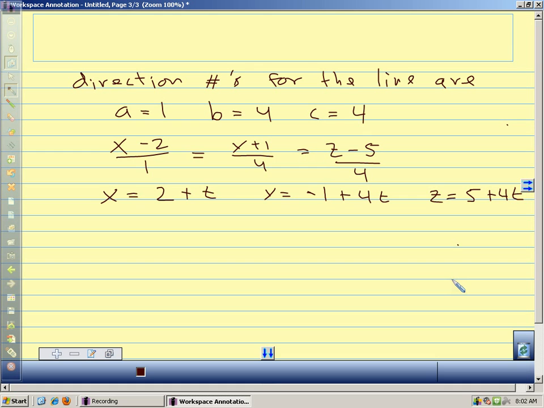Questions on that particular type of problem? That's again another kind of problem that I like. I like the way it puts together lots of different things that we've been talking about. All right, the last topic that we need to talk about for this section is angle of inclination.